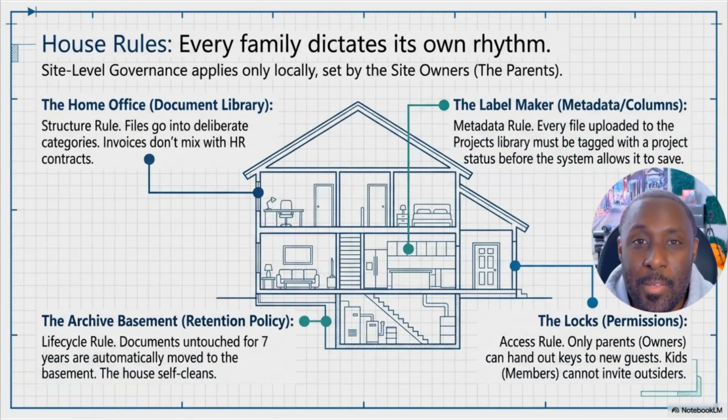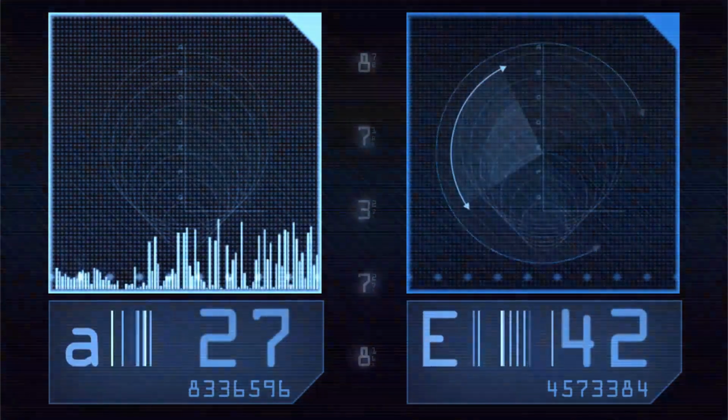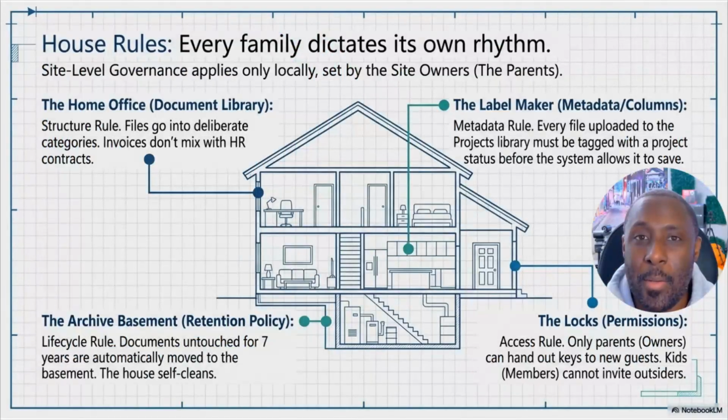Inside every house, there are house rules. In SharePoint, those rules govern how documents are structured, what metadata is required, how long content is retained, and who has access. When you define these rules deliberately at the library and site level, you stop relying on users to do the right thing and start building it into the system itself.